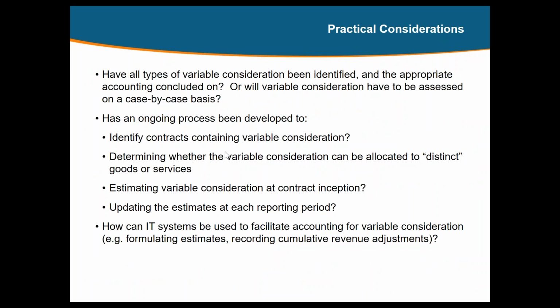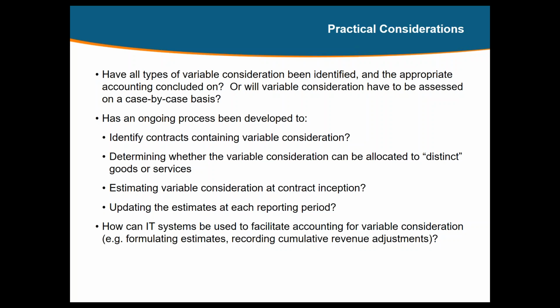So now just discussing some of the practical considerations around variable consideration. Just like with modifications, through your technical analysis of your implementation of ASC 606, have you identified all the various types of variable consideration you have, and concluded on the appropriate accounting? Is it appropriate to allocate to distinct goods or services in a series, or do you have to estimate it from day 1? Ideally you would have been able to identify all these various scenarios in your assessment, and then you can create more of a factory type model with your ongoing accounting.